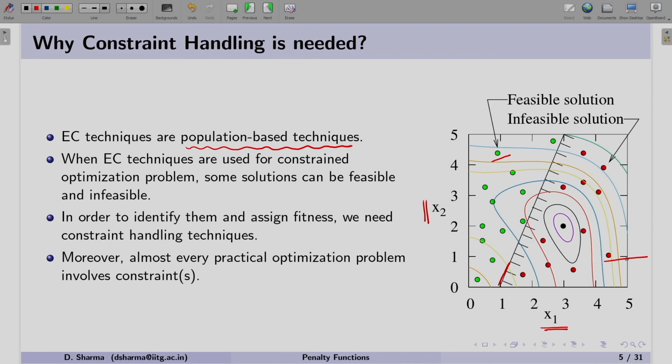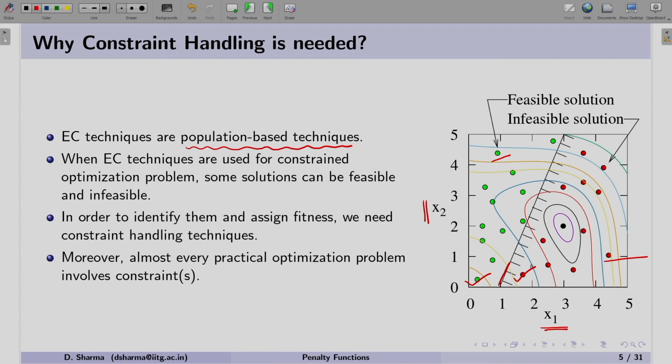Now the question comes that if we are working on multiple points, how we can differentiate the feasible solution versus infeasible solutions. Therefore, we need some way to find out who are feasible solutions and who are infeasible solutions, and accordingly we should assign a fitness to those solutions. So that's why we need constraint handling.